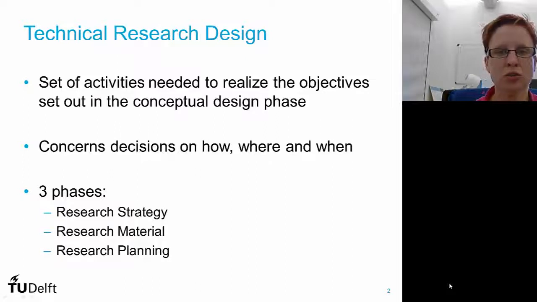So in the technical research design, basically what you're going to create is the set of activities that you are going to do, the actual research, to realize the objectives that you set out in your conceptual design phase. So basically, we're going to make decisions in this part about the how, where, and when. This is, for most people, the cool part, because that's when we get to start doing stuff.